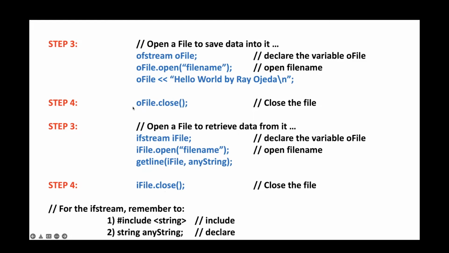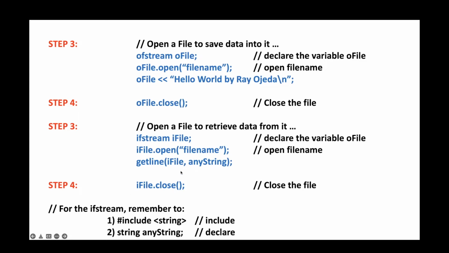I'm putting ofile there, and then I'm closing the file. Step 4, ofile.close. Now, if I wanted to open the file, I could have used ofile, by the way, but I'm going to use ifile. The same concept. I'm going to open the file name. This time I'm going to use getline, and then I put ifile, anystring now, and then I'm going to close it.